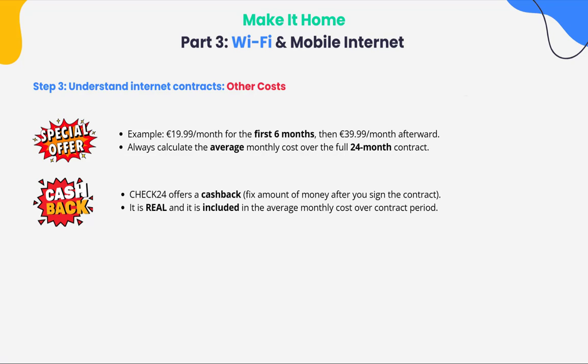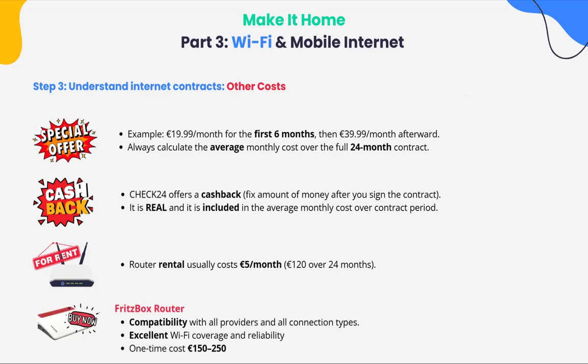Another thing to consider is the router. Some providers include a free router, while others charge around 5 euros per month for a rented router, which adds up to roughly 120 euros over the contract period. Our recommendation, if possible, invest in your own router, like a Fritzbox. It works with all providers and connection types, offers excellent Wi-Fi coverage and reliability, and costs between 150 and 250 euros depending on the model. This can be worth it if you want better long-term performance and control.